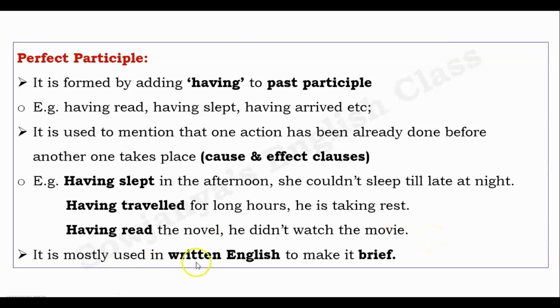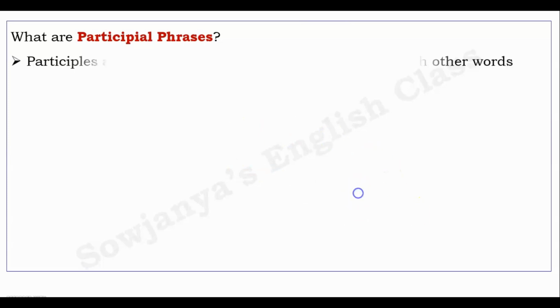It is mostly used in written English to make it brief. All these participles, they can reduce the words in a sentence, make them brief. That's why they are widely used in written English. And what are participial phrases? Even these are also very important in written English because they also make the writing very concise.